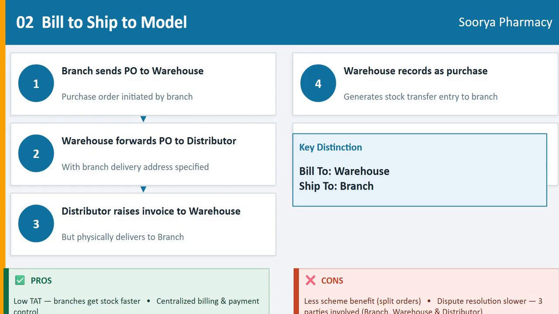We have a pharmacy running on eVitalRx called Surya Pharmacies, based in Kerala. They have around 14 stores and they operate on this model on eVitalRx.